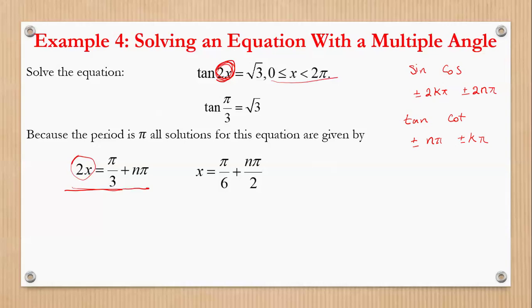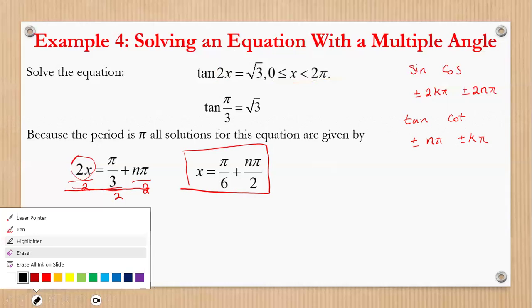Now, to find the x, you need to divide everything by 2. If you divide all of them by 2, you get x equal pi over 6 plus n pi over 2. Okay, that's the general solution. If you replace n by numbers, you can get all of the solutions for this equation. But we only need the solution from 0 to 2 pi.